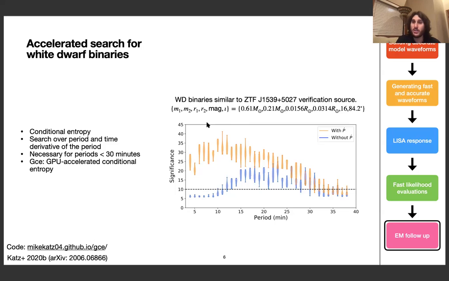If you're interested in using this code, which also can be used for general sources, it does not have to be for white dwarf binaries. It can be used in general for periodic sources. You can find it at our documentation link shown here on the bottom left. If you want more information, here's our paper currently on arXiv in the review process. Please see the arXiv paper.